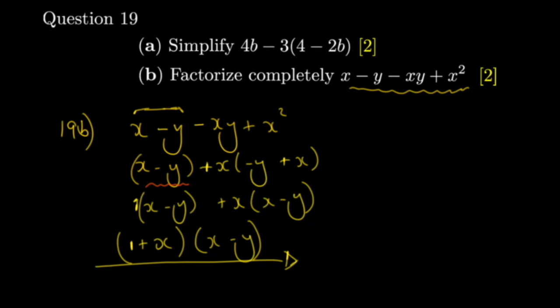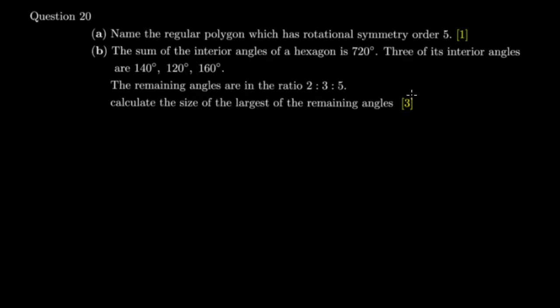Let's quickly move to question 20. Question 20 says, name the regular polygon which has rotational symmetry order 5. So here it's a pentagon. Whenever you're asked the rotational symmetry of any regular polygon, don't even think about it. The rotational symmetry equals the number of the sides.